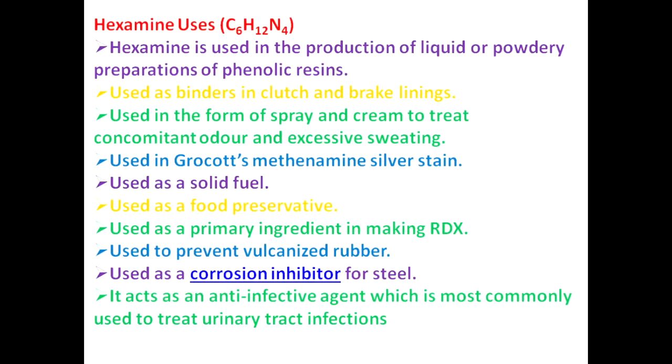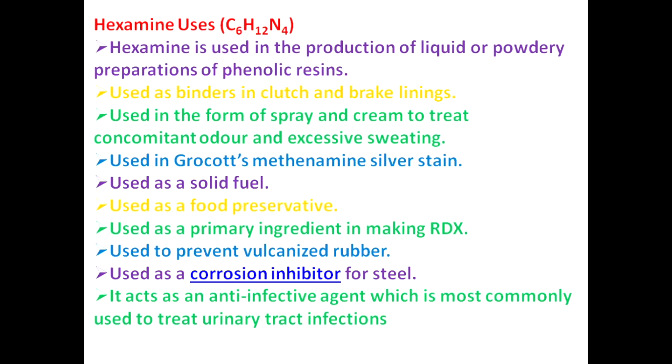Now, what are the uses of hexamine? Hexamine is used in the production of liquid or powder preparations of phenolic resins. Furthermore, hexamine is used as a binder in clutch and brake linings, so in vehicle clutches it is used as a binder. Hexamine is also used in the form of spray and cream to treat odor and excessive sweating, as a body deodorant.